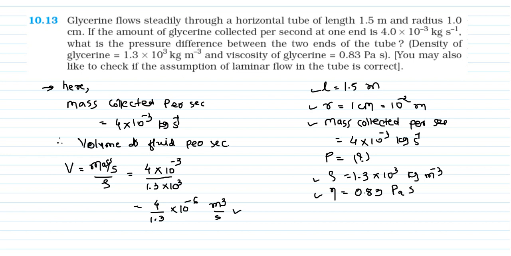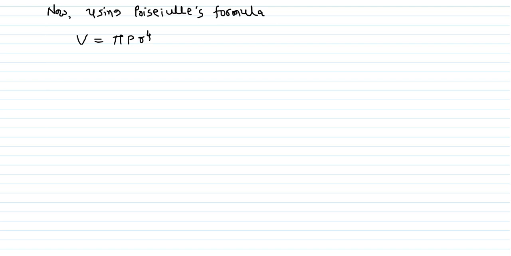Okay, done. Now here we will use an equation that you have to accept without proof. Okay, I will tell you which equation. Now, using Poiseuille's formula, accepted without proof, volume per unit time is pi P r raised to 4 upon 8 eta L. Okay, therefore your pressure will be 8 V eta L upon pi r raised to 4.